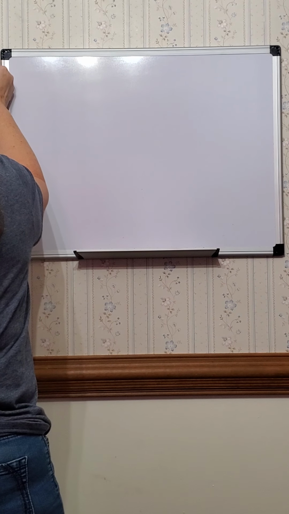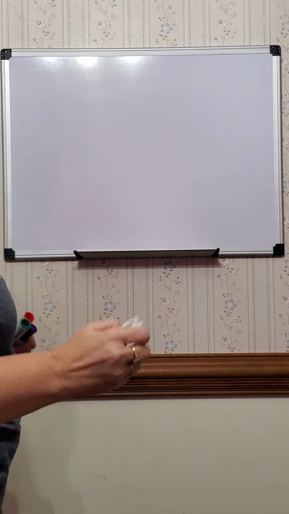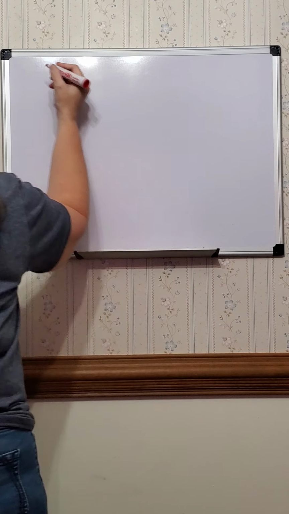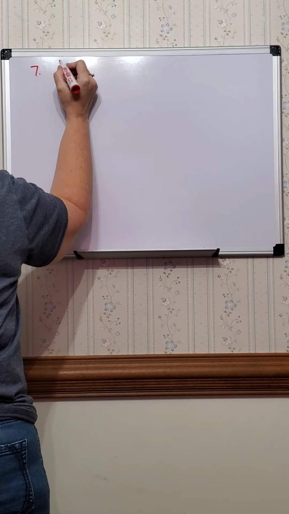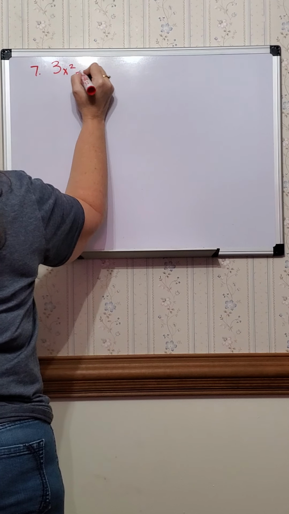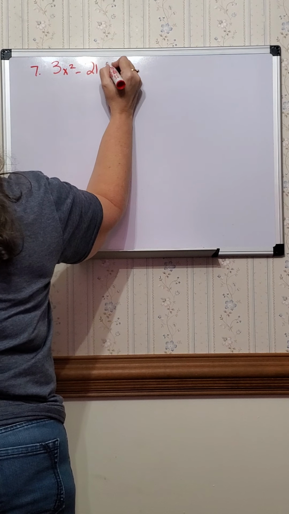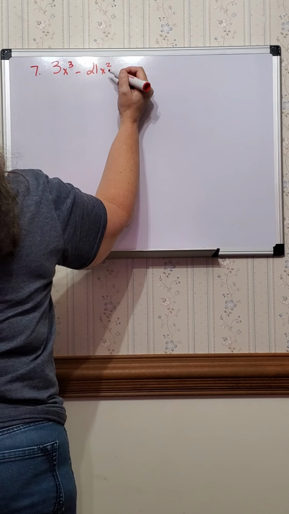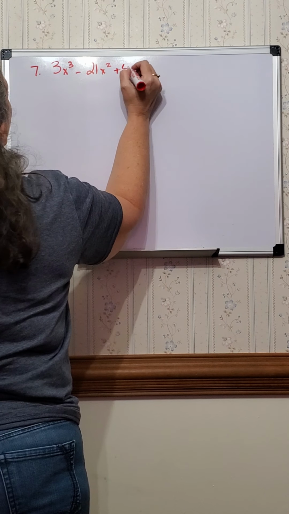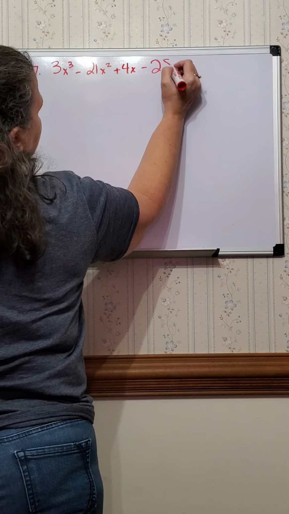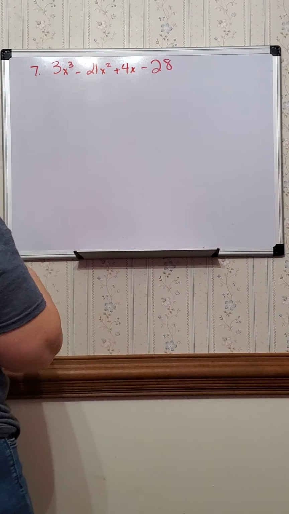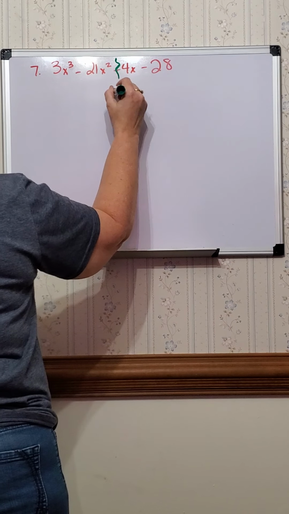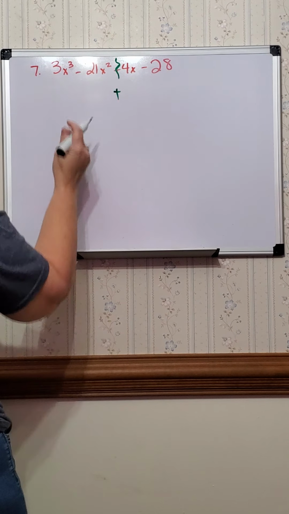All right, let's look at number 7. Number 7, I've got 3x cubed minus 21x squared plus 4x minus 28. So again, I'm going to group this. I'm going to group my first 2 together, group my last 2 together, bring down that plus.